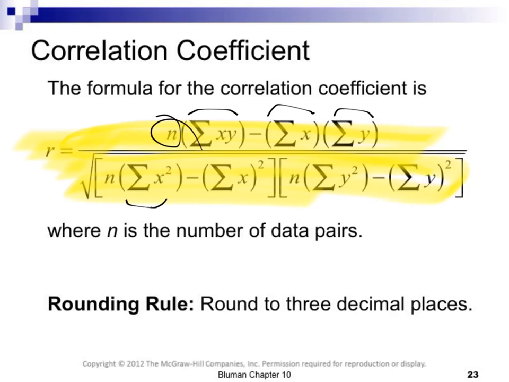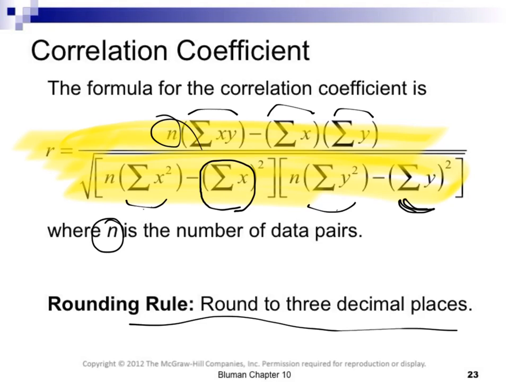And this is something different. This is the sum of the x's squared. This is different: you square your x's and then you add them up. Here you square your y's and add them up. This you take your y column, sum it, and square the sum. So you have to be careful to distinguish between those two columns. N is the number of data pairs, and round to 3 decimal places when you get your answers.